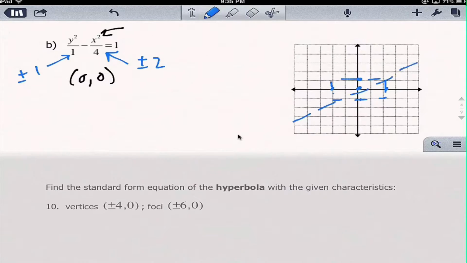The whole purpose of the rectangle is to help us find what the asymptotes are, and that's really going to help us determine the width of our hyperbola. We learned a hyperbola is really just two parabolas, so what I need to look for is which variable is positive. In this case, y squared is positive. I know the y-axis goes up and down, so that means my parabolas are going to go up and down.